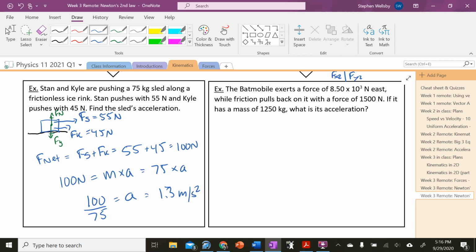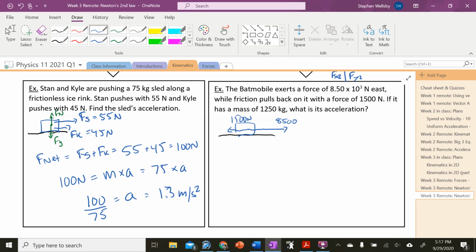Now the last example here, again, go back to our free body diagram, and we've got the Batmobile here. There is a force of 8.5 times 10 to the 3, so that's 8,500 newtons to the east. We're going to call this right in this case here. The frictional force is 1,500 newtons. And so if the mass is 1250, what's the acceleration?